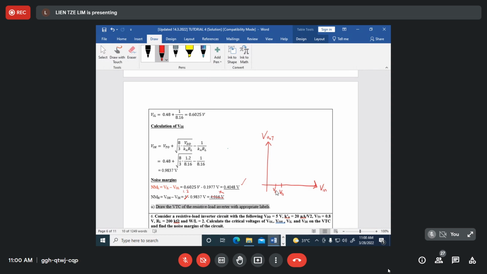If I'm not mistaken, this is below threshold. And also VIH, and there is a VDD equal to VOH. Here is VOH, and this is VOL. When we draw, we need to draw a curve. For this one, we need to label. VOH is 1.2 volt, VOL is 0.19.